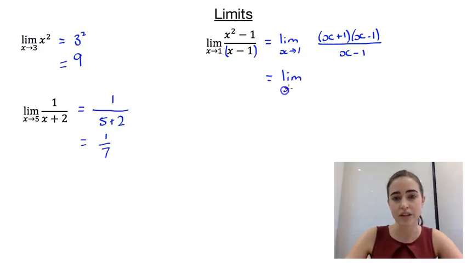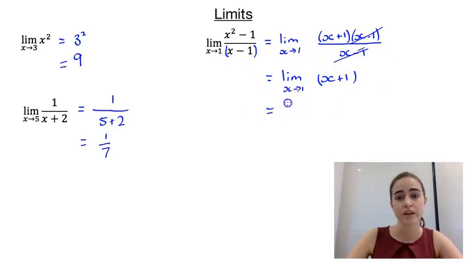So we've still got the limit as x approaches 1. And we've got an x minus 1 on the top and the bottom, so that will simplify down just to x plus 1. Now that we've got it simplified, we can substitute in. So that would become 1 plus 1, which would give us a limit of 2.